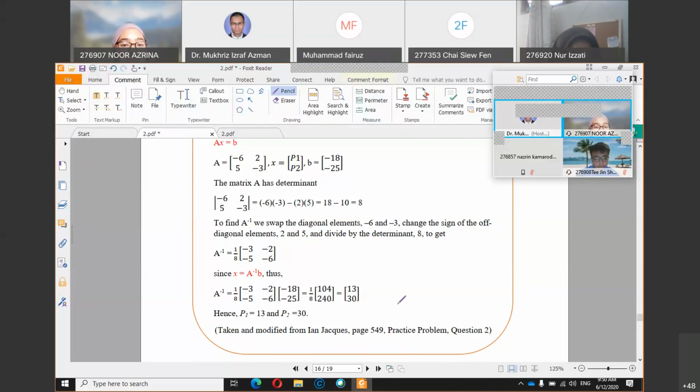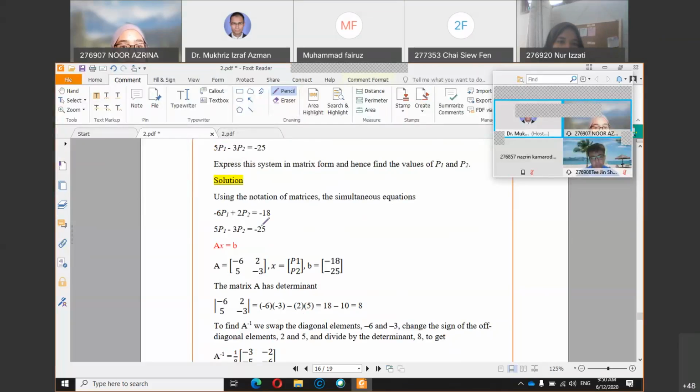Basically the process is the same. First you write in terms of AX equals to B. So X is the matrix of P1 and P2. This is the first step, to write it.